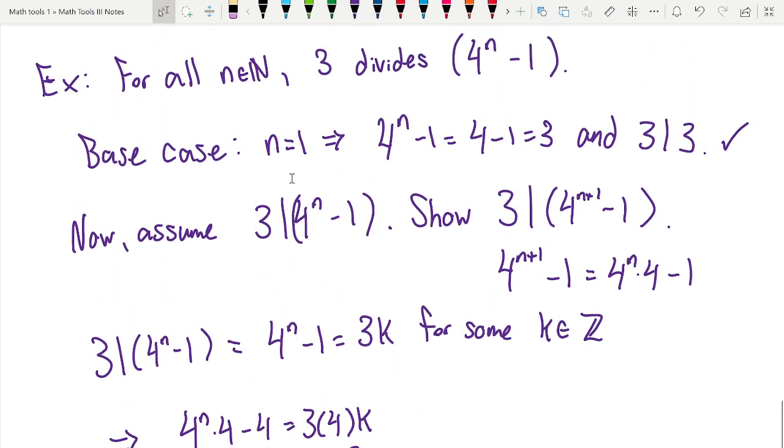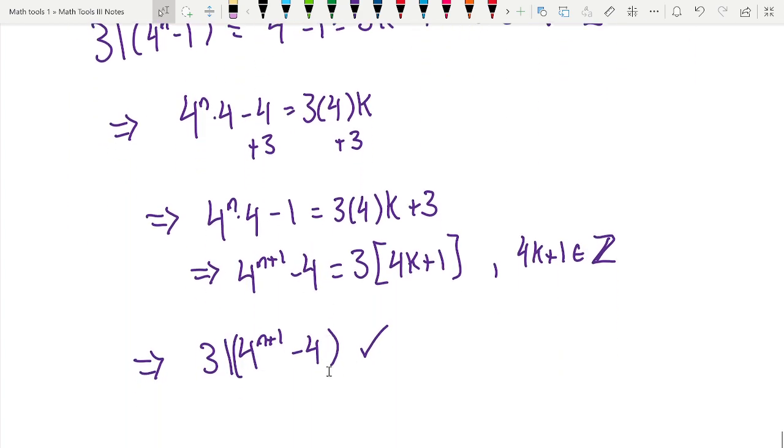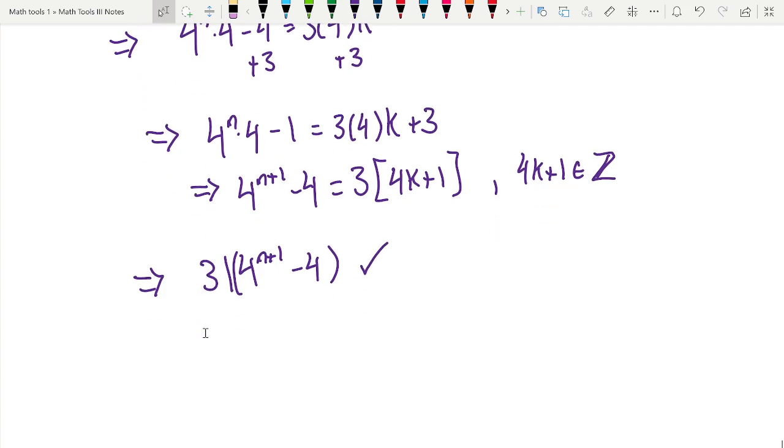So we showed that this is true for n equals 1. We showed that if it's true for n, then it must be true for n plus 1. So this means that, okay, well, it's true for 1, which means it's true for n equals 2. Let me say this. n equals 1 is true, so that implies n equals 2 is true. So that implies n equals 3 is true. So that implies n equals 4 is true, etc. Right? All the way to infinity. Okay? So this is sufficient to prove that 3 divides 4 to the n minus 1.